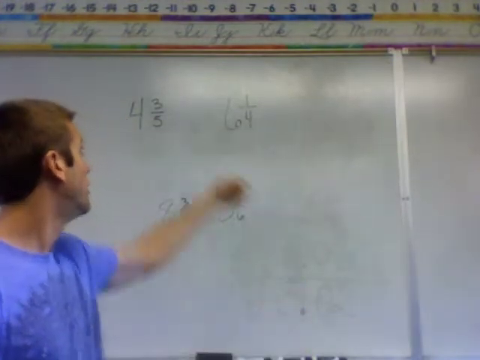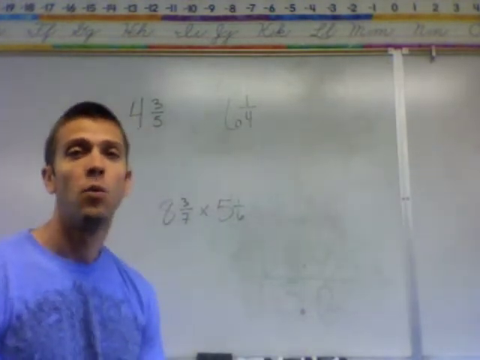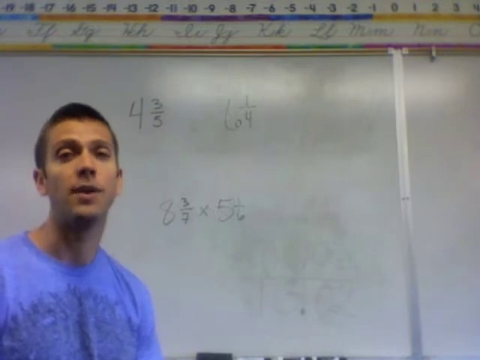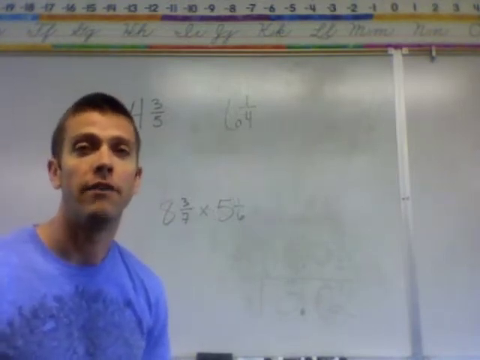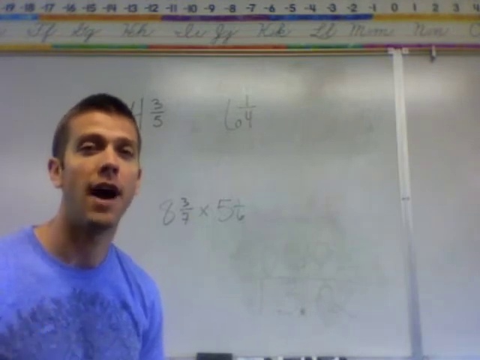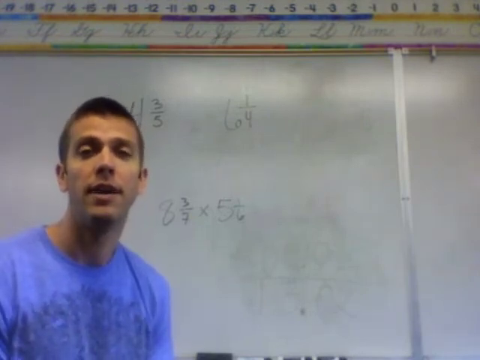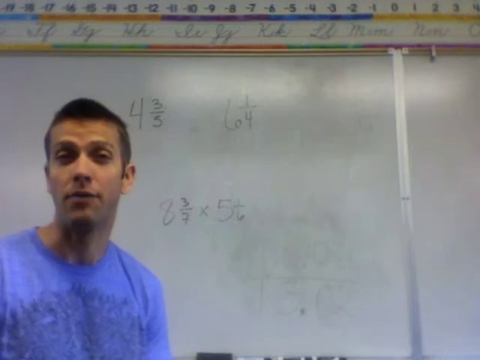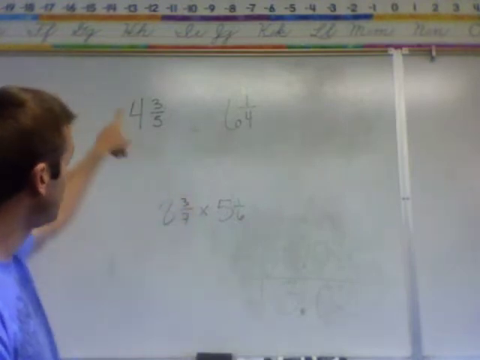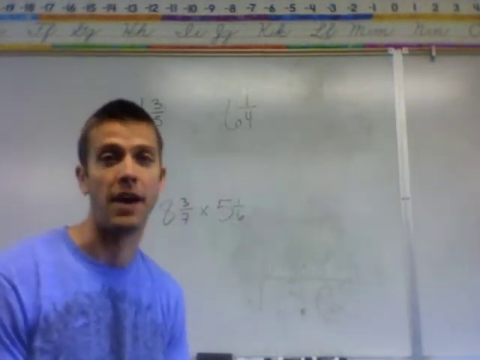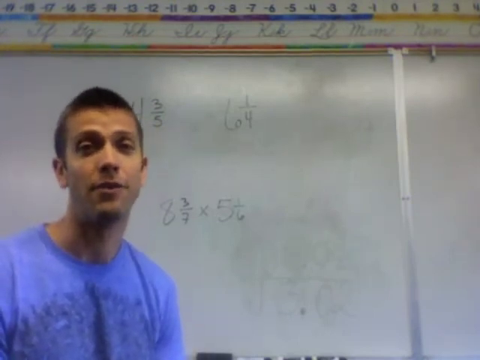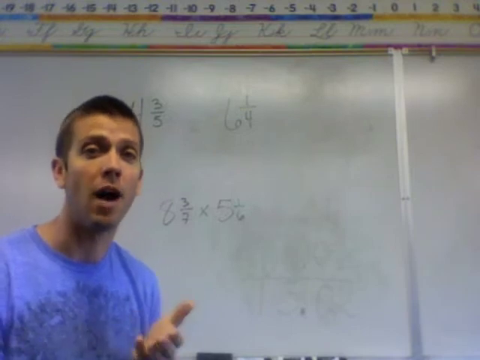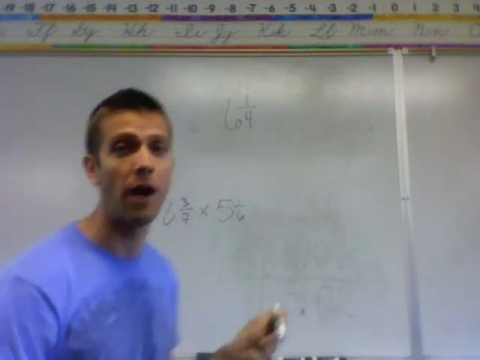Okay? So, 4 3/5. The fraction on the end is 3/5. What you want to think of is the denominator, 5. What's half of 5? What would be in the middle of 5? In the middle would be 2 1/2, right? Now the top number says 3/5. That's a little more than 2 1/2. So this number is going up, okay? So this one rounds to 5.